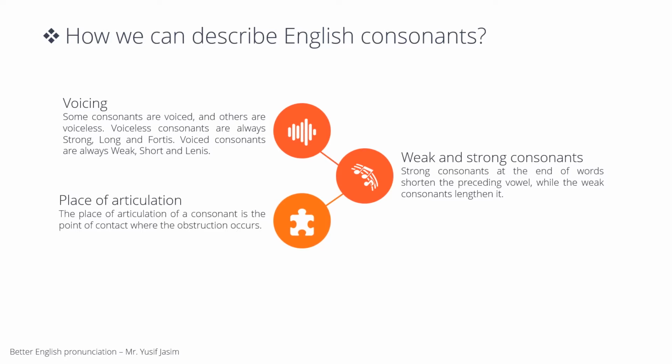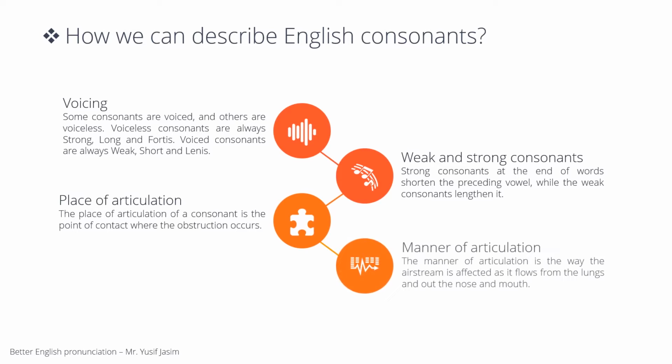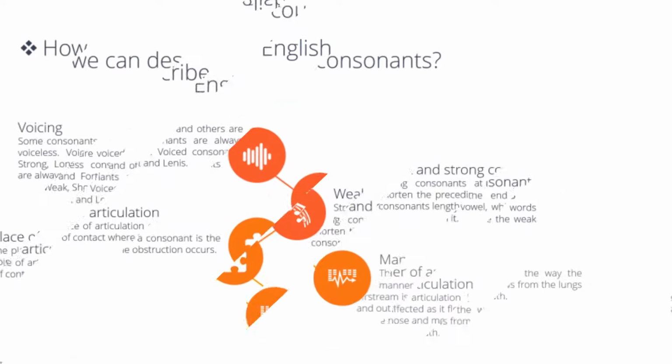Place of articulation. The place of articulation of a consonant is the point of contact where the obstruction occurs. Manner of articulation. The manner of articulation is the way that the air stream is affected as it flows from the lungs and out the nose and mouth.